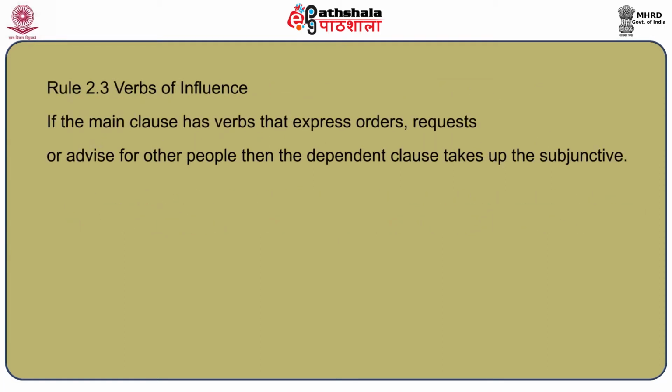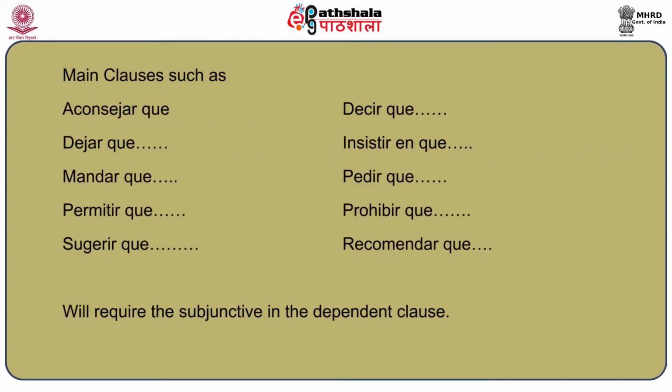Rule 2.3, verbs of influence. If the main clause has verbs that express order, request, or advice for other people, then the dependent clause takes up the subjunctive. Main clauses such as aconsejar que, dejar que, mandar que, permitir que, sugerir que, decir que, insistir en que, pedir que, prohibir que, recomendar que, all these will require the subjunctive in the dependent clause.